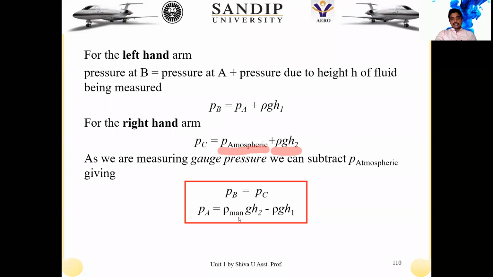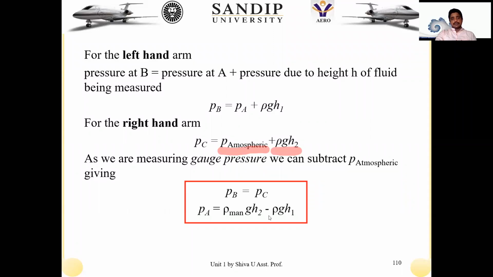So in that manometric fluid, I am representing the density of the manometric liquid, rho into gravity into H2 minus rho g H1. I have equated these two equations. Now your question, I guess, maybe: where PB is equal to PC, PA has come, rho g (H2 minus H1) has come.